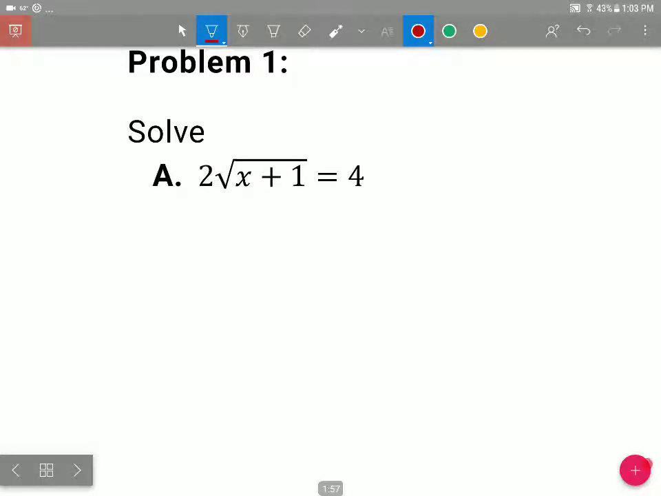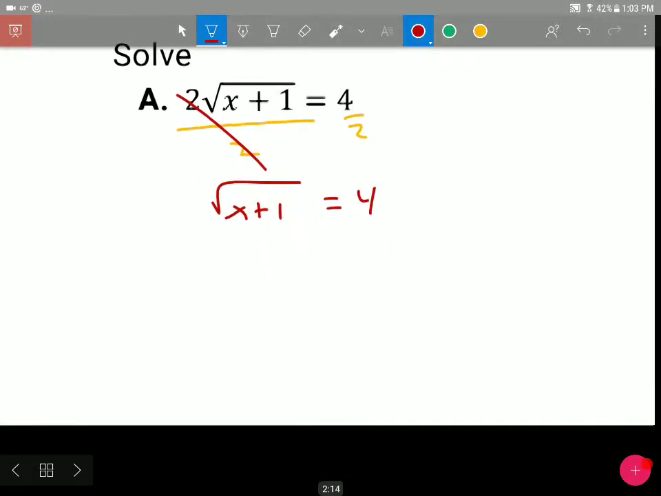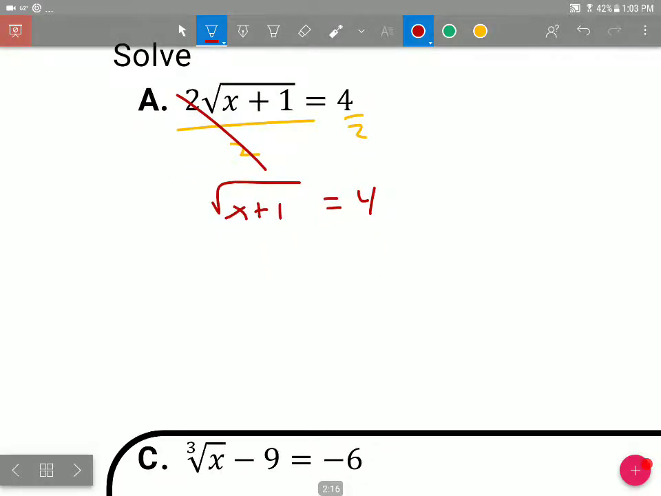Okay. Is there anything outside of this radical on the left-hand side? A 2. That 2 is multiplying. So to get rid of it, we need to divide. So we're left with the square root of x plus 1 equals 4. Cool. 4 divided by 2 is 2.